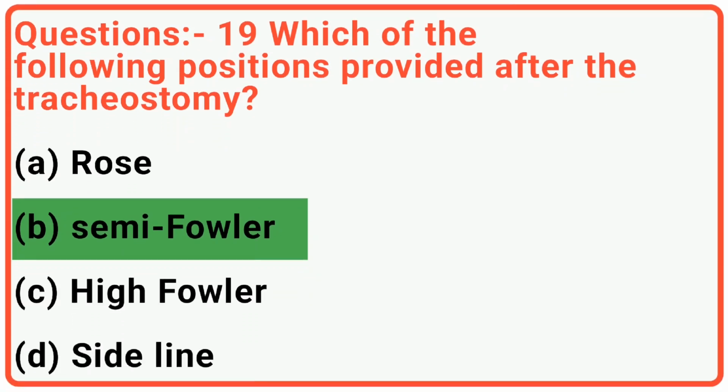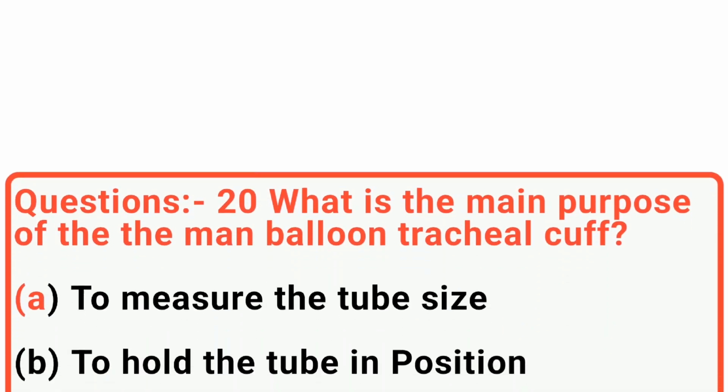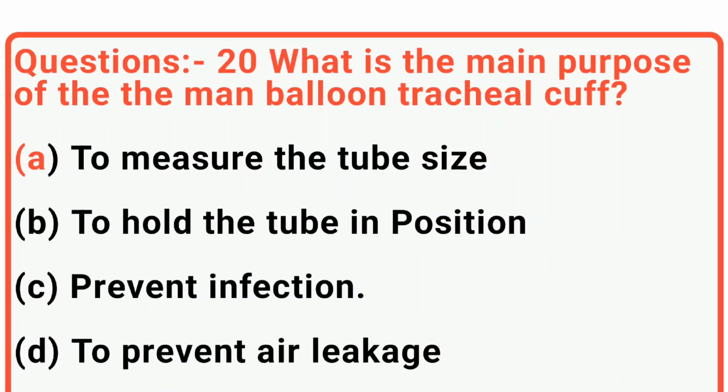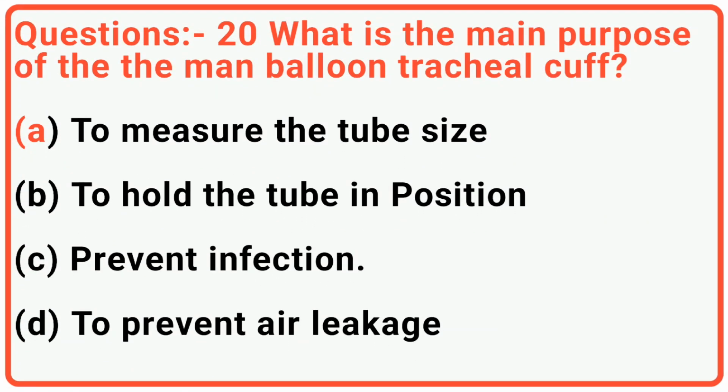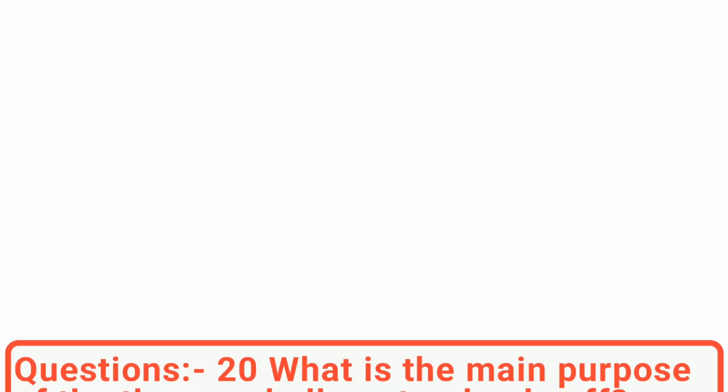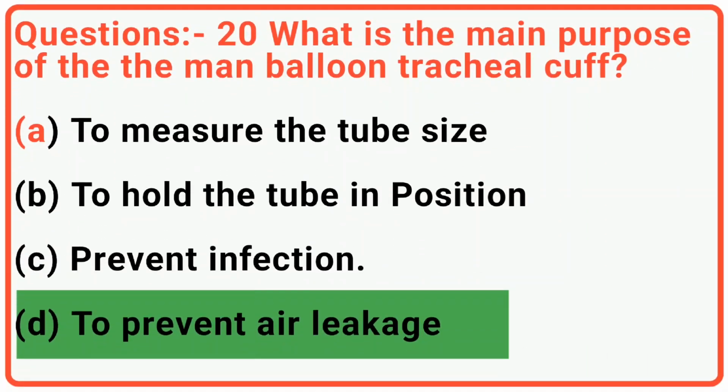Semi-Fowler. Question 20. What is the main purpose of the tracheostomy tube balloon cuff? A. To measure the tube size. B. To hold the tube in position. C. To prevent infection. D. To prevent air leakage. Right answer is D. To prevent air leakage.